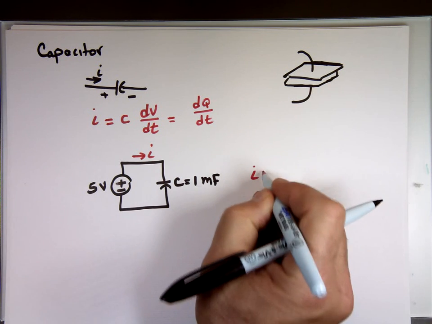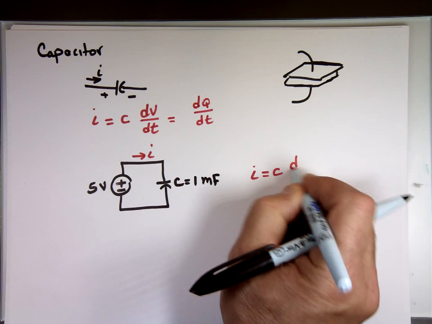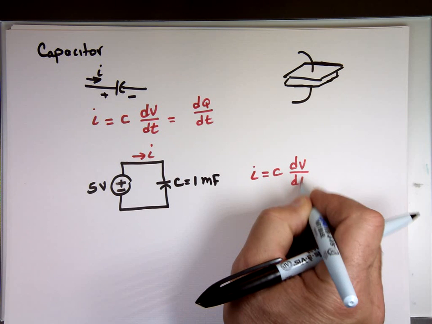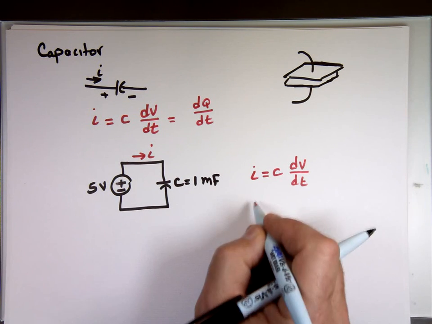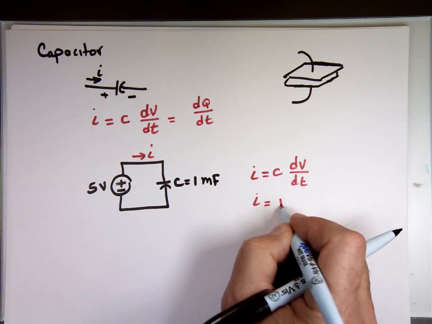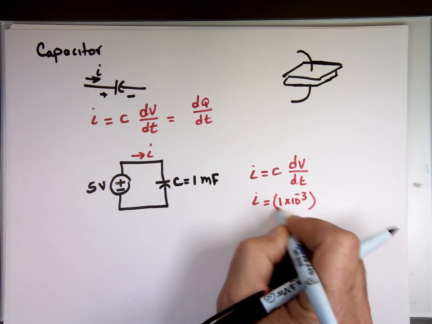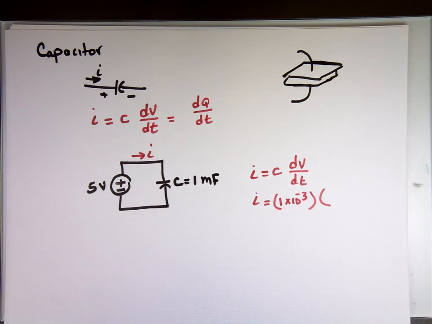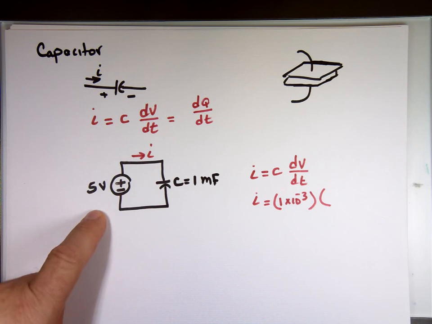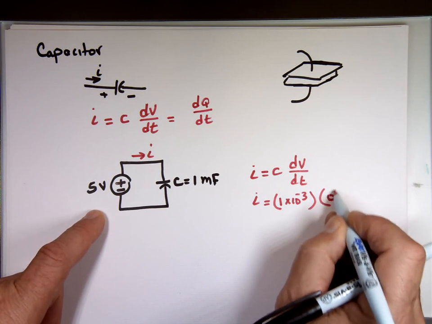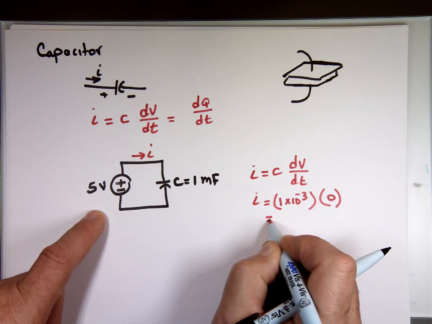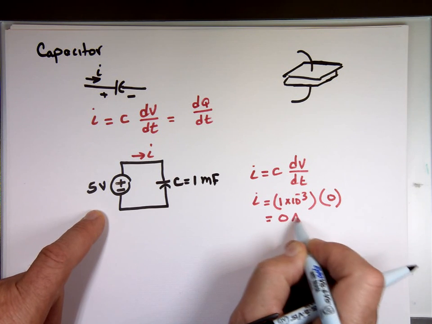The math said I equals what? C dV/dt. What's C equal to? 1 milli. And what's the derivative of the voltage? What is the derivative of 5? 0. So what's the current? 0 amps.